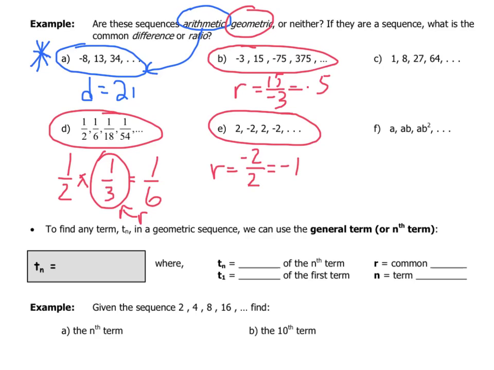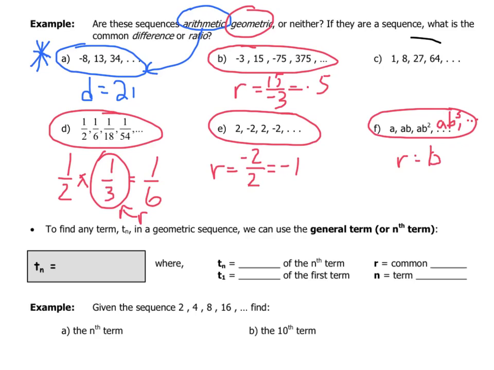Is there another one? Yeah, there's one more. F is a geometric sequence. I'm multiplying every term by B to get the next term. In fact, the next term in the sequence, if you thought about it, would be AB cubed. And then AB to the power of 4, and then AB to the power of 5, and so on and so forth. The common ratio is B. So all these ones that I've circled in red are geometric.